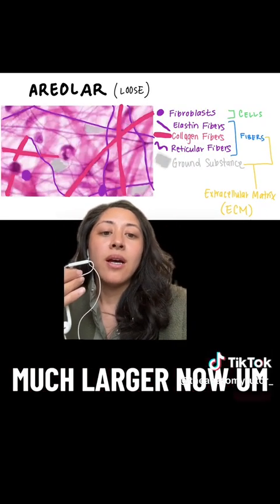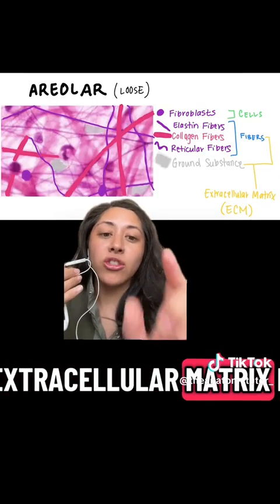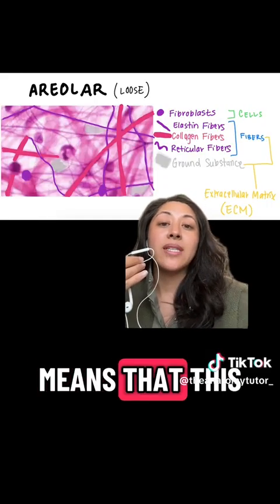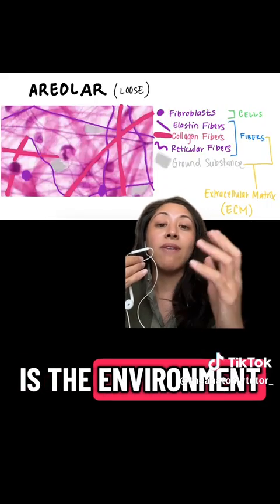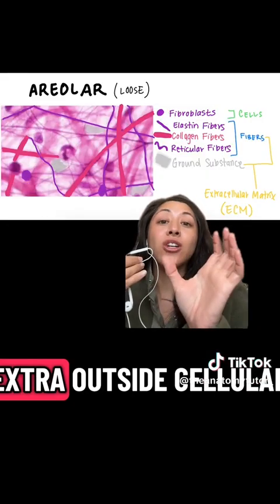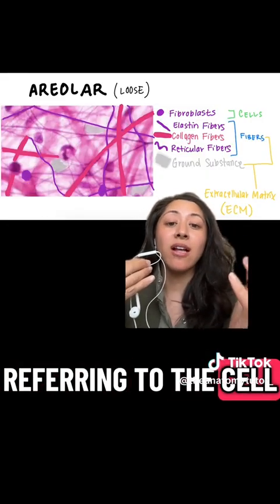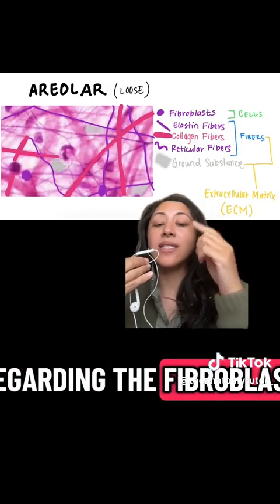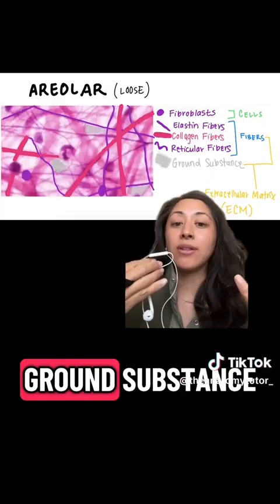Now, extracellular matrix, ECM, I indicated that over here. ECM means that this is the environment outside of the cell. Extra means outside, cellular referring to the cell. So the environment outside of the cell regarding the fibroblast would be the fibers and the ground substance.